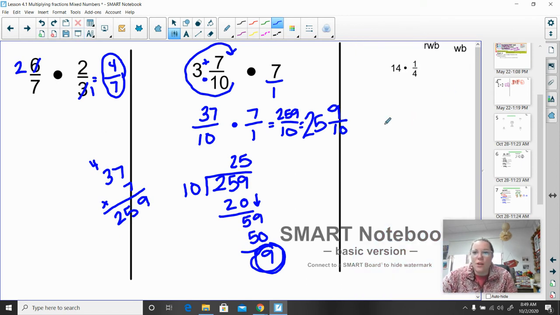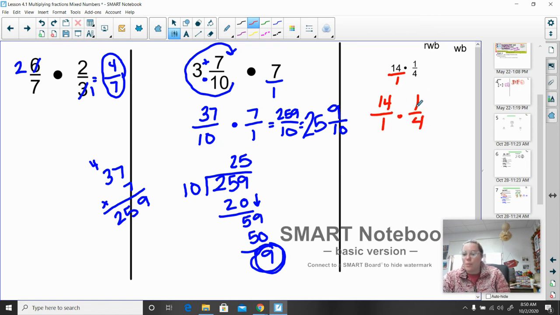Okay, try this one on your own. Pause your video. Okay, so I have to start by doing 14 over 1. Okay, I might rewrite this as 14 over 1 times 1 over 4.